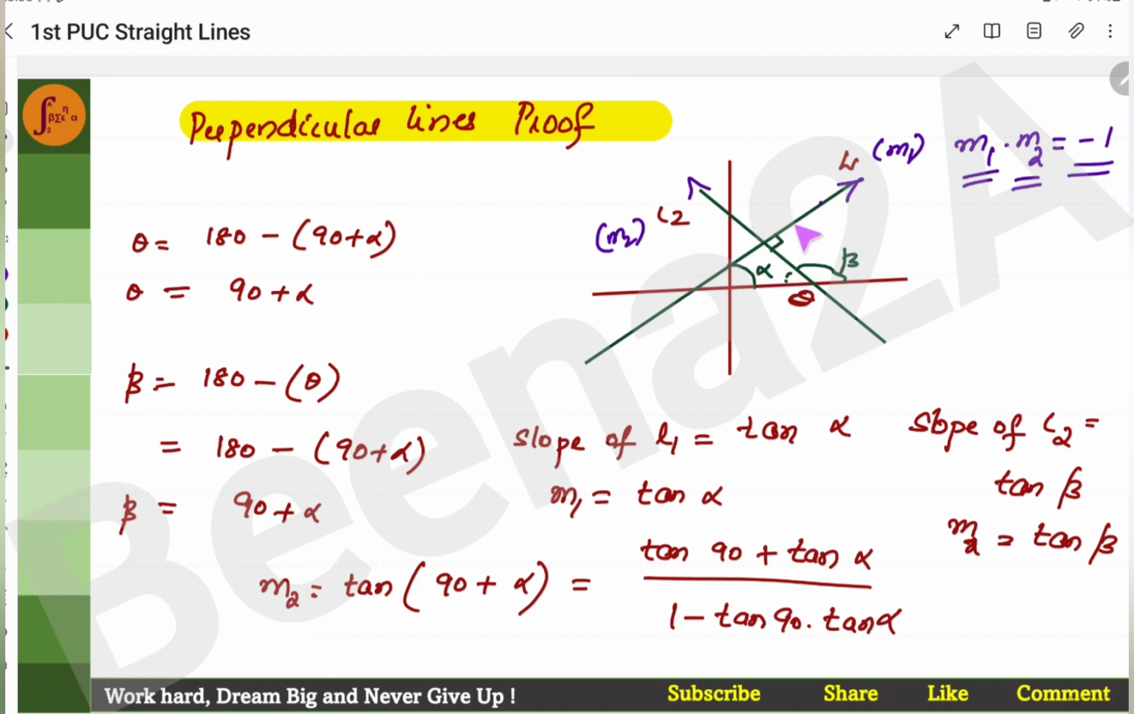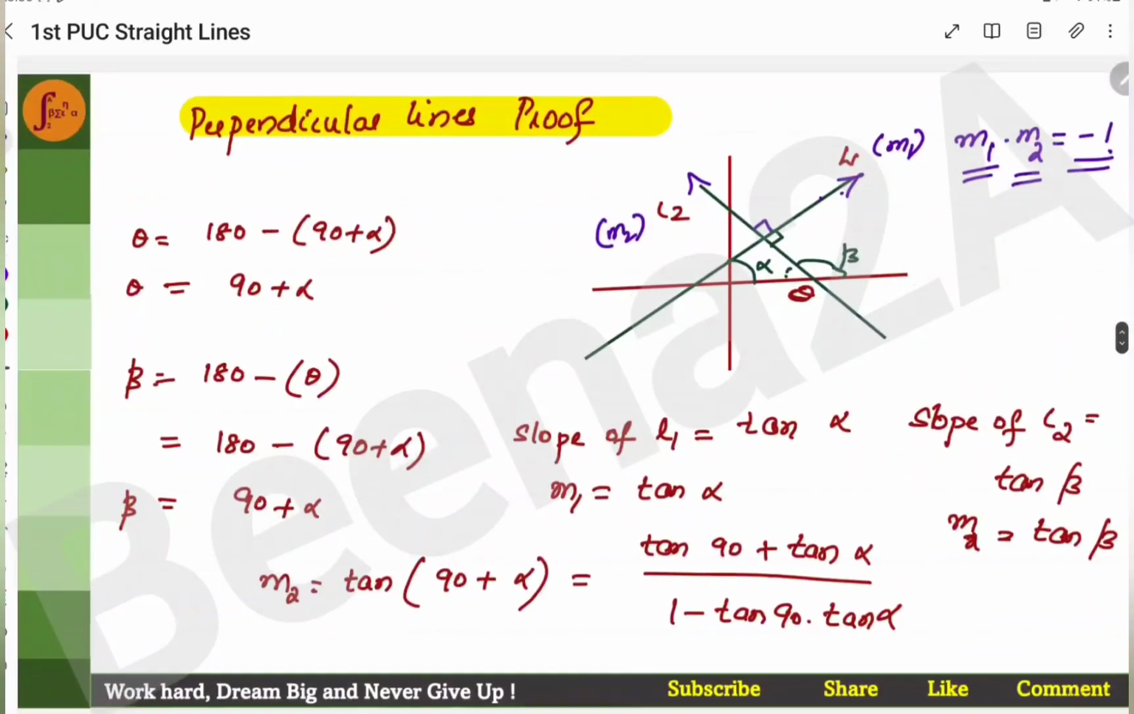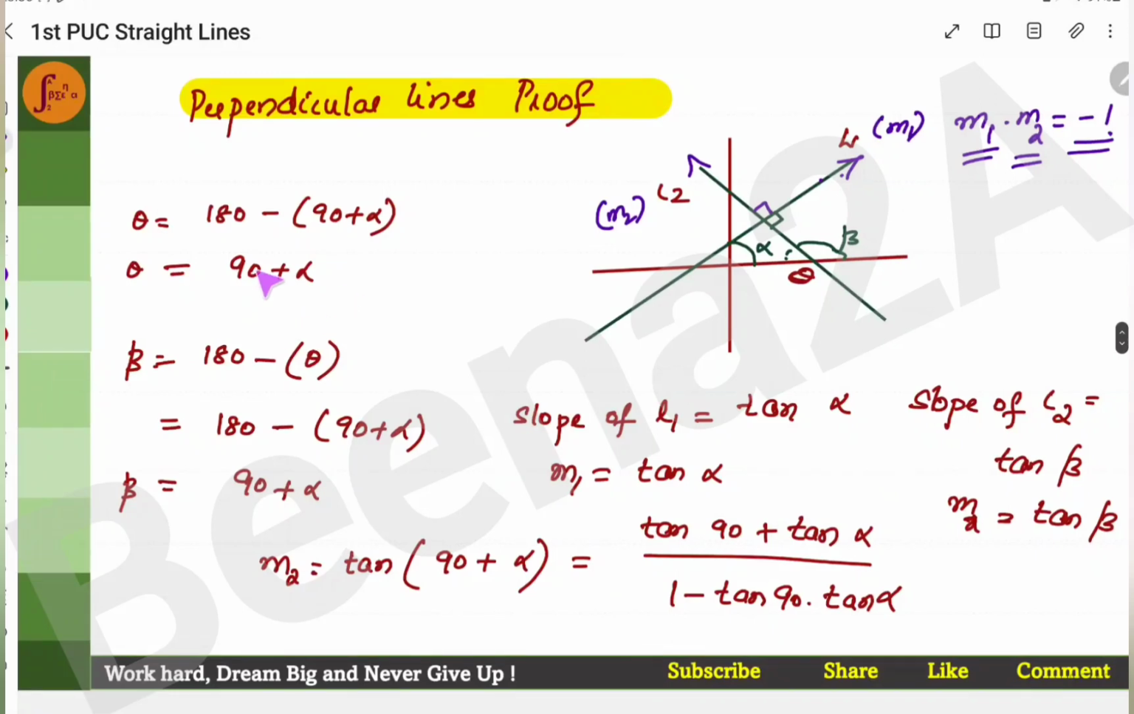What is perpendicular? It's at 90 degrees. One line is at 90 degrees to the other line. Right? So it's enough if you remember this particular formula, that m1 into m2 is equal to minus 1 for perpendicular lines. If you really want to go into the derivation, there is a derivation here. If you are interested, I can quickly brief through the derivation.